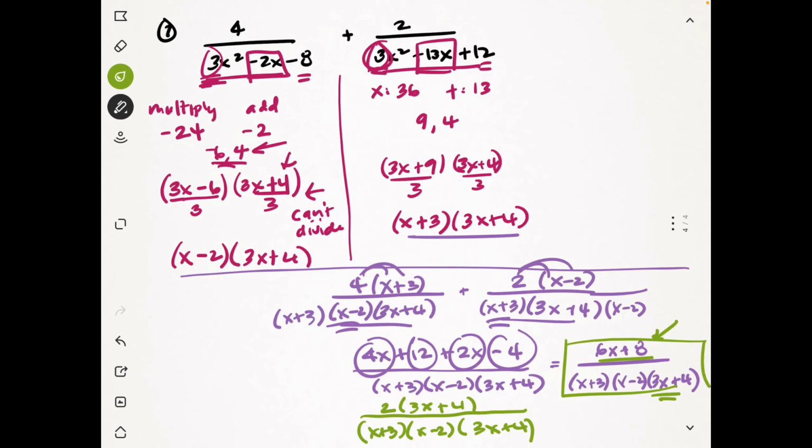I know this is a lot for one problem. We can cancel those. So in the end, the simplest form would be 2 over x plus 3, x minus 2.